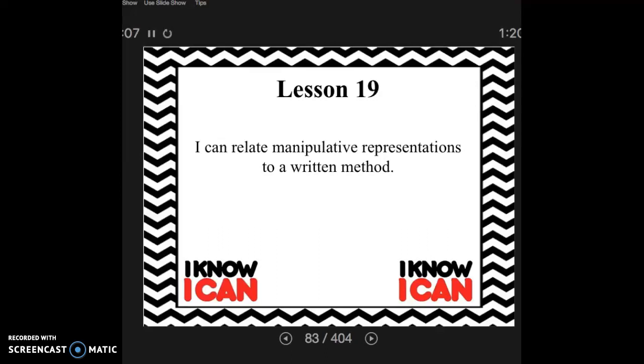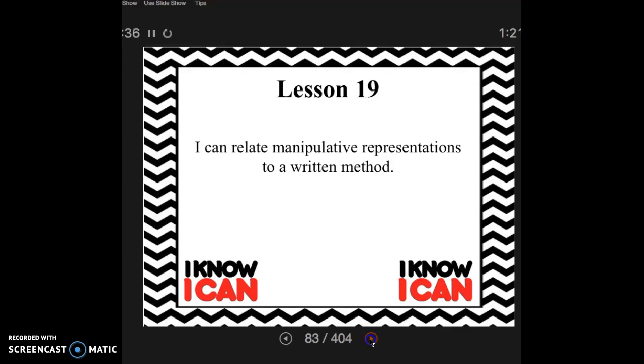Hi friends, we're in Module 4, Lesson 19. I can relate manipulative representation to a written method. Basically what we're going to be doing is adding two and more numbers, and we are going to be showing them with new groups below, and we're also going to be showing them on our place value chart. So you're going to need a dry erase marker, your sock, your place value chart if you have it in your personal dry erase board, and your headphones, of course.